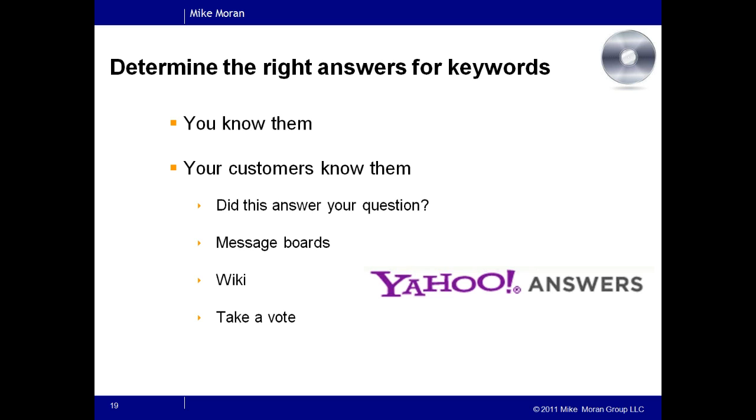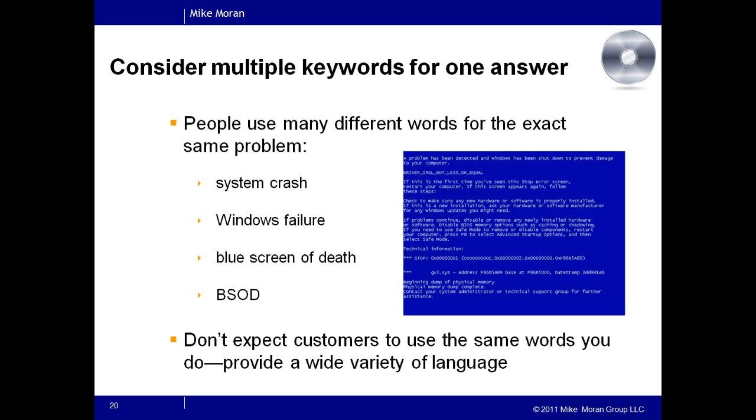You can use a survey to find out. You can see what kind of answers were put on message boards. You can take a vote. Usually you would actually know what the answer is. The other thing that you want to do, once you've got that answer, is think about the fact that there are many, many different words that people might type in that should all go to that same answer. So this is an example for Microsoft.